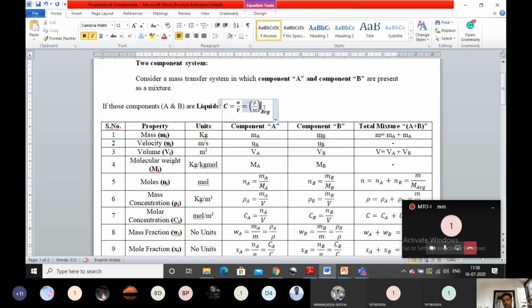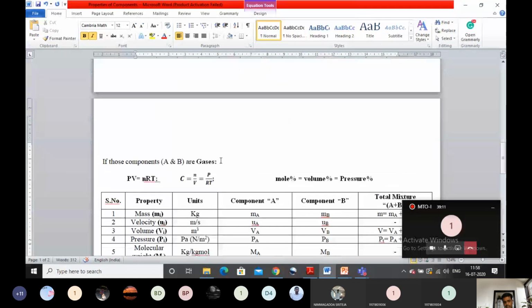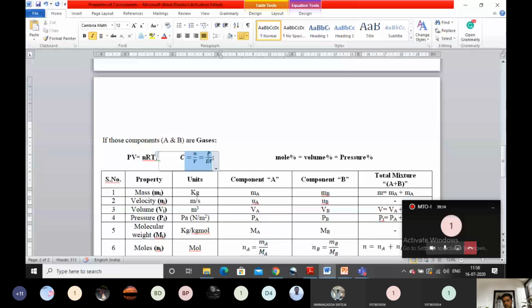Okay, this is also from your CPP course. All these are already defined equations. For gases, we define concentration in the form of N by V, moles per unit volume, which from the ideal gas law is equal to P by RT, pressure divided by the universal gas constant R into T. For gases, mole percentage is equal to volume percentage is equal to pressure percentage.